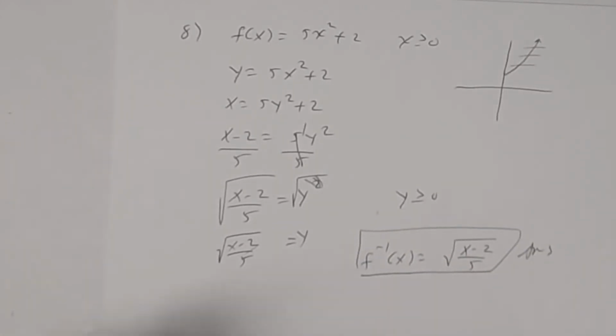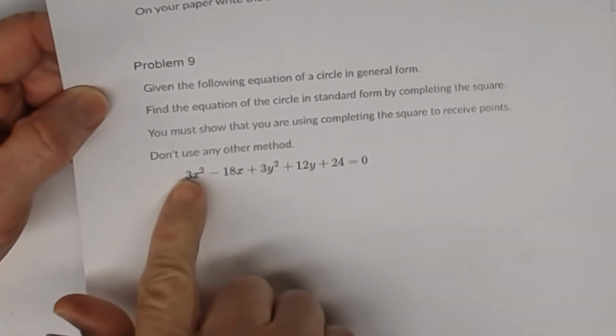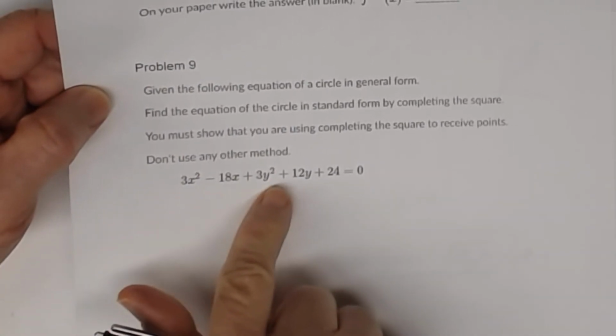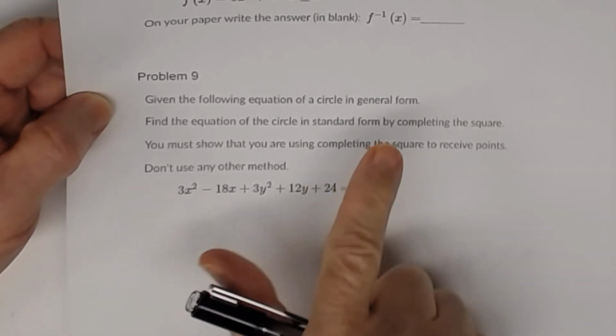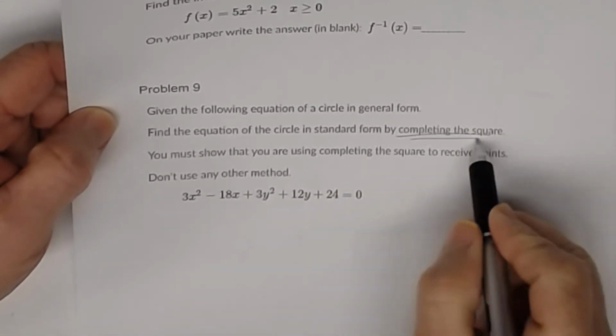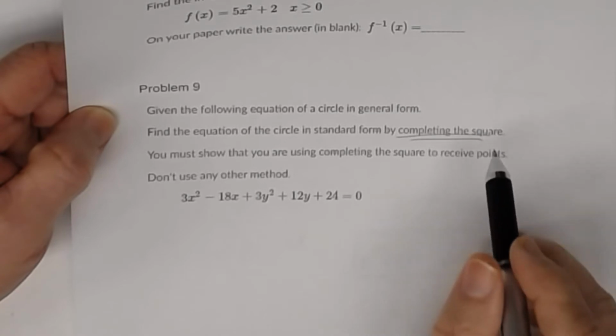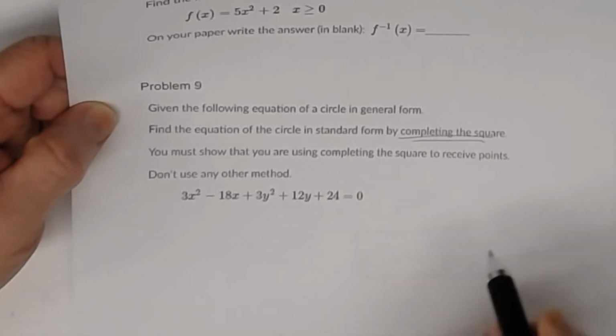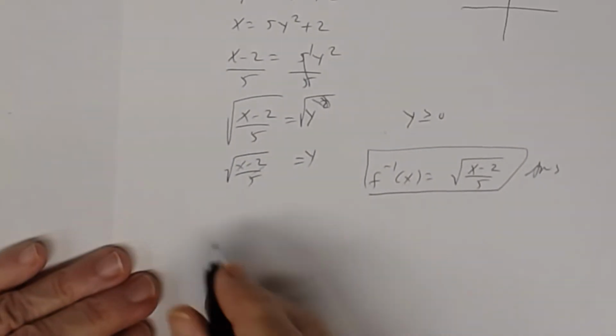All right, so that's number 8. Okay, number 9, you're given the general form for the equation of a circle, and it did say complete the square. You have to complete the square. You must show that you're completing the square. All right, so let's go to number 9.